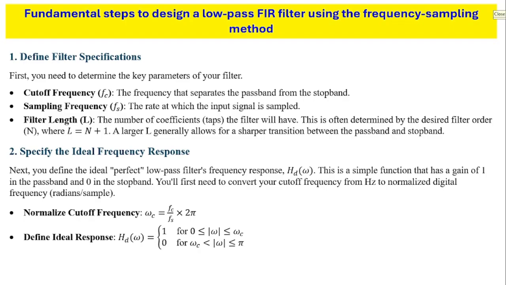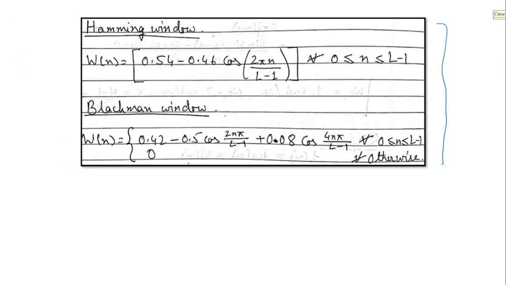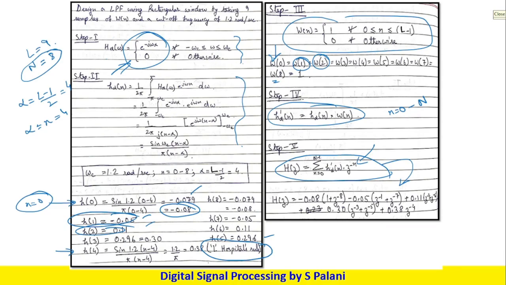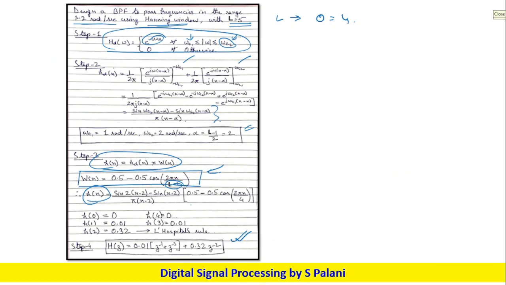Next is the FIR frequency sampling method, that we will be covering in the next class. This is the rectangular window, so there is no need to do this. Please solve this one and try to find out whether you have got hold of this or not. Okay, so 1 to 2 radians.